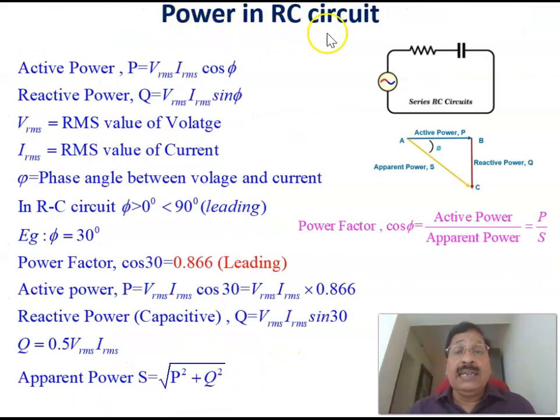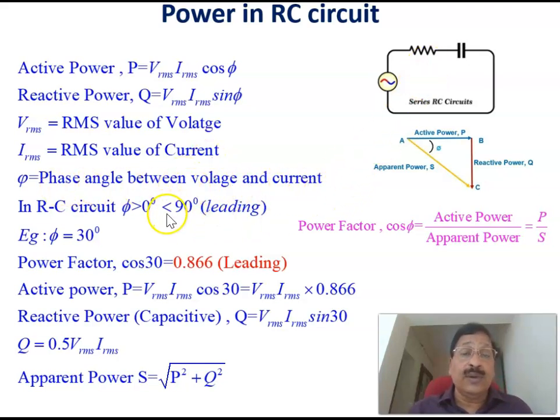Again, to calculate the power in an RC circuit, the active power is given by P equals Vrms into Irms into cos phi, the same equation as we have already seen. Reactive power equals Vrms into Irms into sin phi. Vrms is the RMS value of the voltage, Irms is the RMS value of the current, and phi is the phase angle between voltage and current.